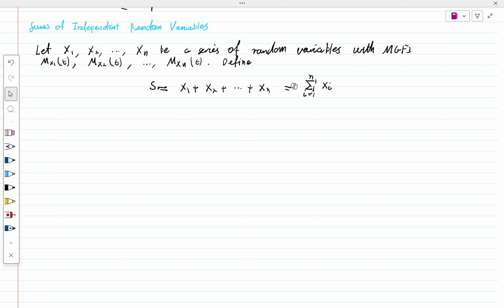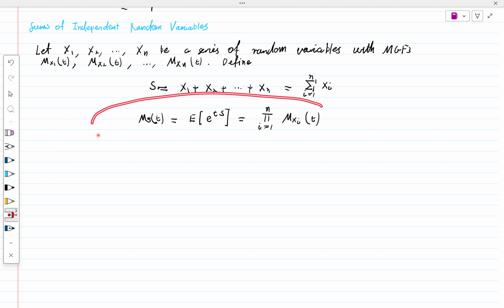Here is my claim. My claim is that if X1, X2, ..., Xn, and so on and so forth, are independent, then the moment generating function of S, which again would be defined as the expected value of e to the tS, is equal to the product of all the moment generating functions of the Xi. This is going to be my claim. And in fact, we're going to be able to use this to potentially determine the distribution of sums of random variables.